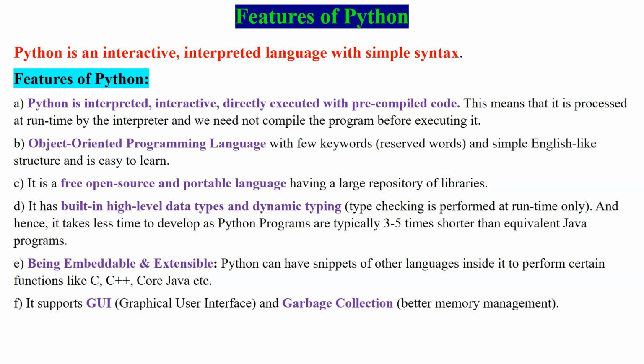And hence, it takes less time to develop, as Python programs are typically 3 to 5 times shorter than equivalent Java programs. Python is embeddable and extensible. That means Python can have snippets of other languages inside it to perform certain functions, like C, C++, Core Java, etc. Python supports GUI, graphical user interface, and garbage collection, for better memory management.